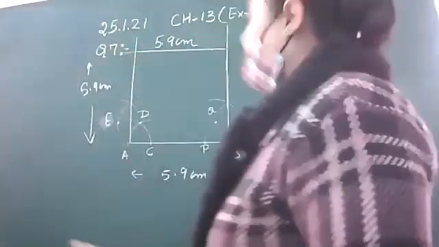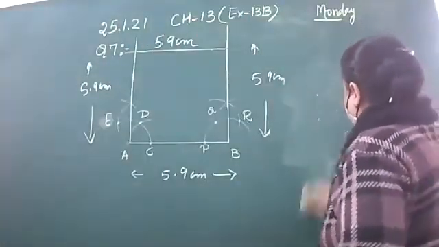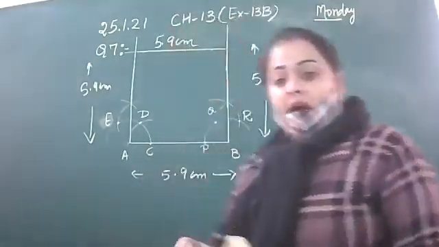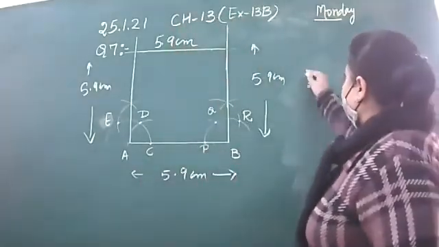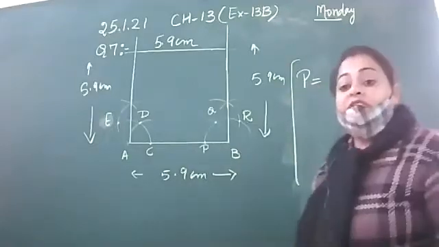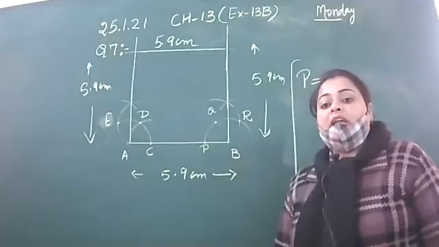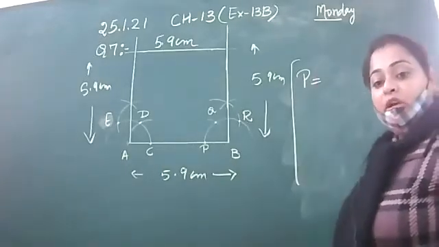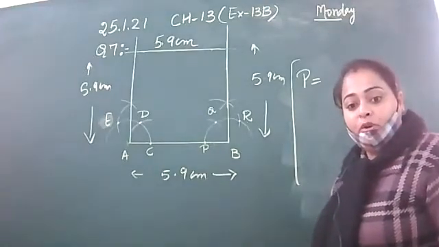Now, in this question, we have two more parts. Find the perimeter and area. Now, what is the perimeter of a square? We have already done this concept in chapter number 14. Now tell me which formula you will use to find the perimeter of a square. Write down in the chat box. I am waiting for your responses.